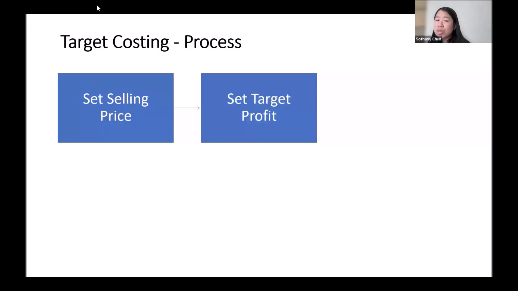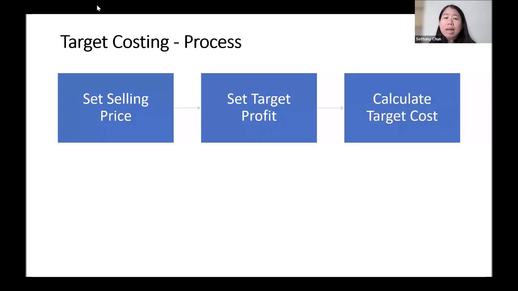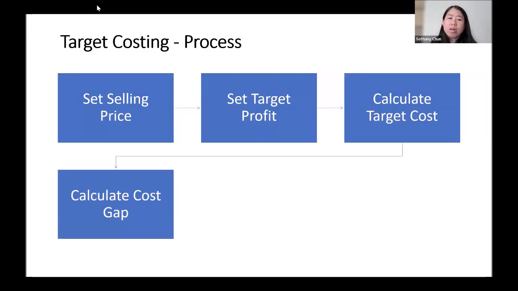And after that, we also need to set the target profit. The target profit is set based on your strategic goal. Each company would have its own strategic direction. What is the profit margin you're looking for? What is the standard margin for yourself? So this target profit is set from the strategic goal direction that you have from your shareholder or from your management. Then from that, you have the selling price, you have the target profit, and you can calculate the cost.